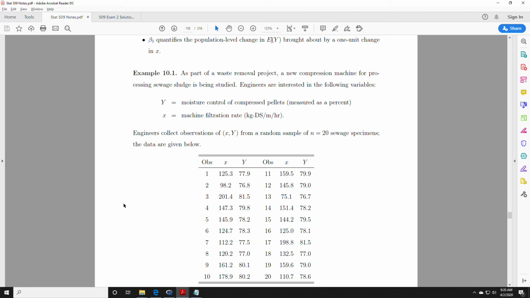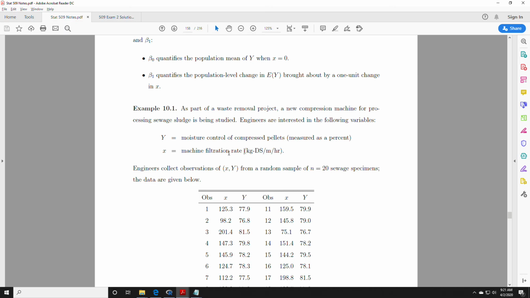Okay, so let's look at this little problem here. We've got a waste removal project, and y is moisture control, and x is machine filtration rate. The first time I did this, I turned this into an acronym that I probably shouldn't have, so this time I'll just keep it PC, I guess. So anyway, we've got y and x.